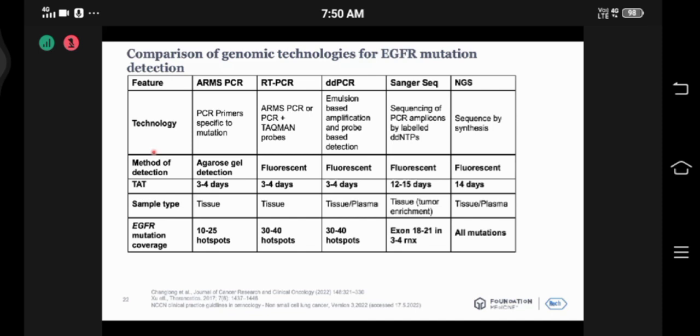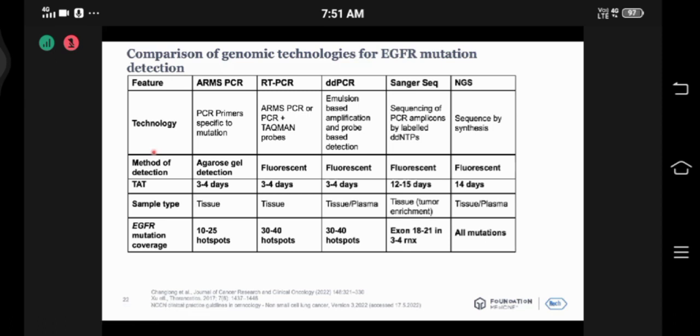Then we have the RT-PCR, ARMS PCR or PCR plus TaqMan. Special probes are used where we get the result again in 3 to 4 days, and it covers a few more hotspots inside the gene. What are the hotspots inside the gene? If we take the EGFR gene, it will have different exons, exon 18, exon 19, exon 20, exon 21, and different mutations in these different exons can lead to different treatment implications.